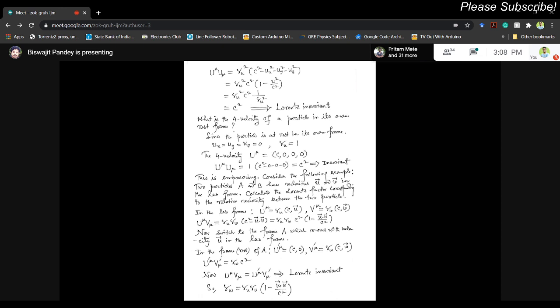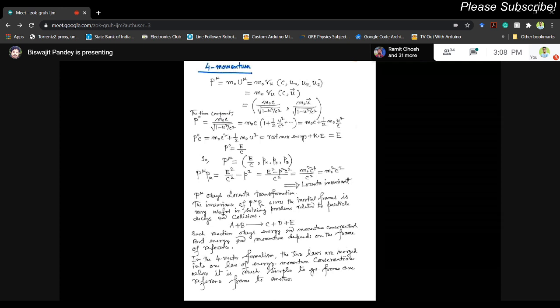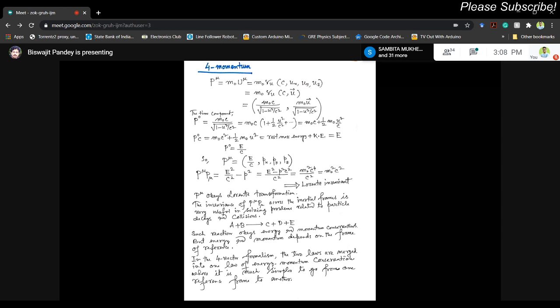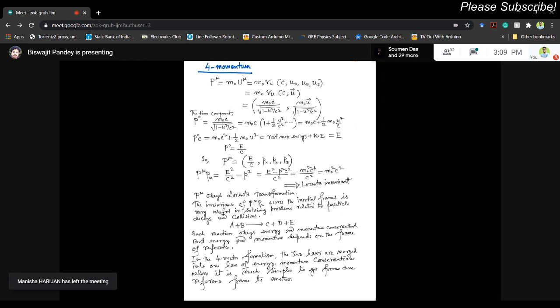Okay, if not, let us proceed further. Now we shall define 4 momentum. So how is momentum defined in Newtonian mechanics? You see, these are interesting quantities, right? You define something called velocity times mass. It's a new quantity called momentum.